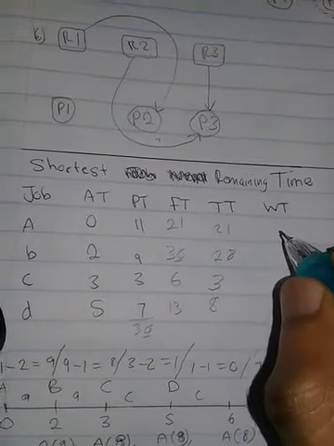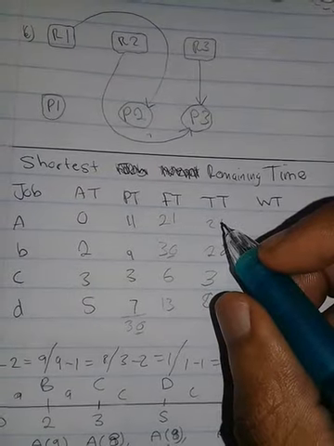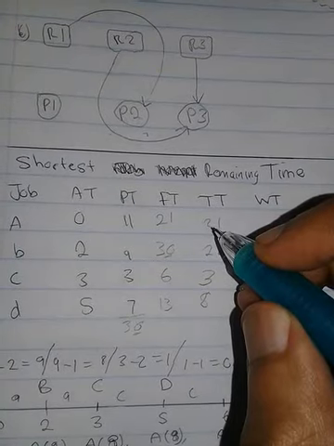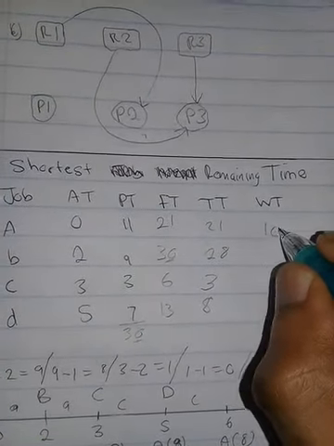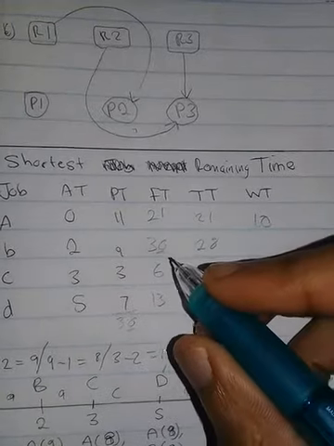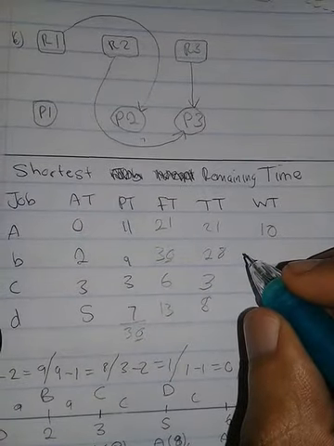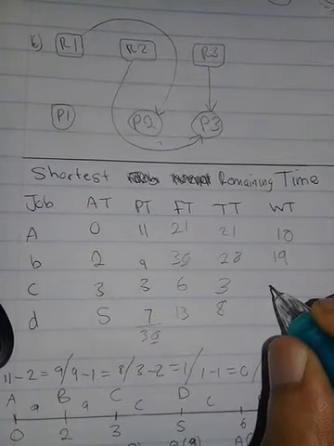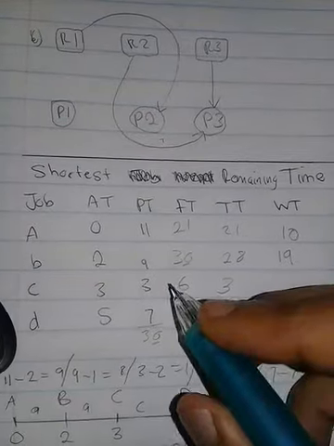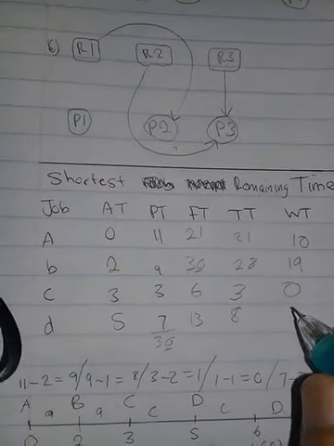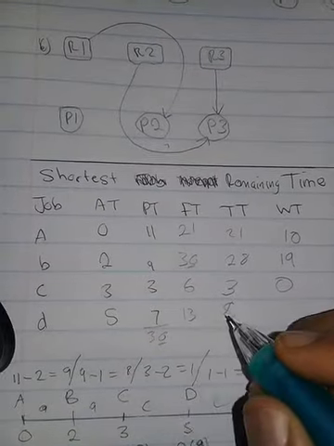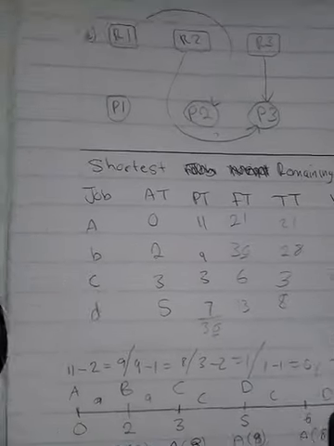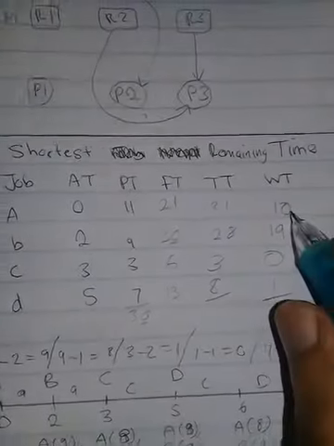So waiting time, turnaround time minus your processing time. So 21 minus 11 is 10. So waiting time is 10. 28 minus 9 is 19. 3 minus 3, turnaround time minus processing time, 0. And then 8 minus 7 is 1. Waiting time. Then you must add all of that.